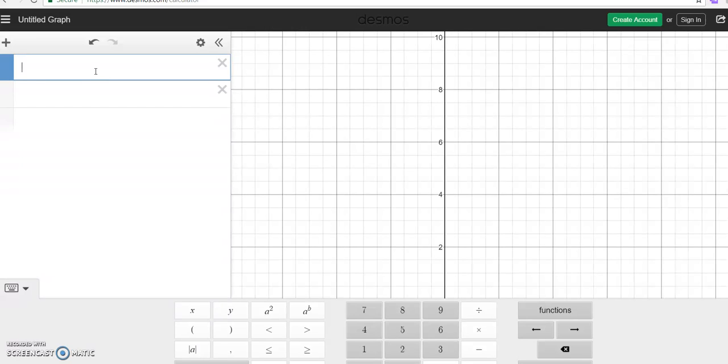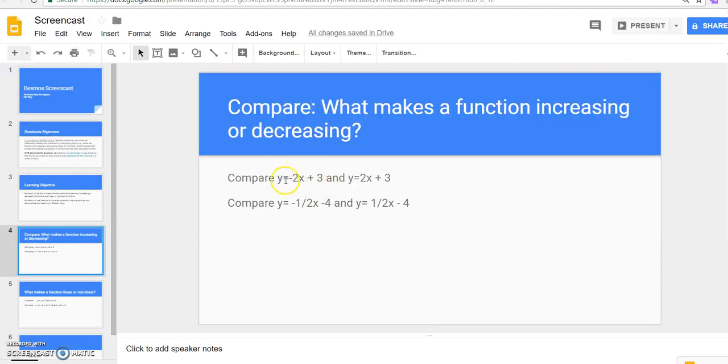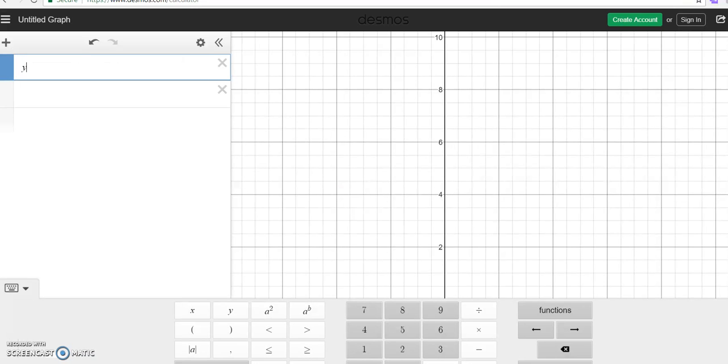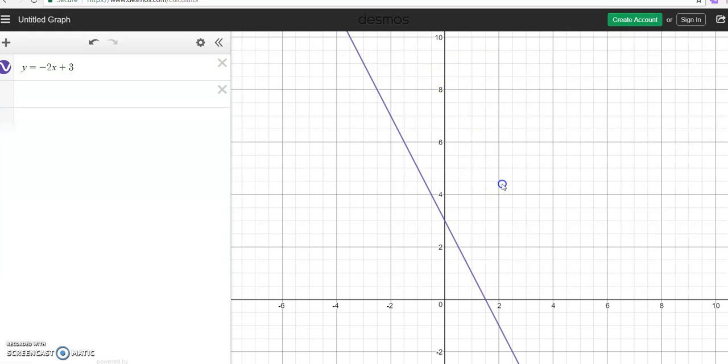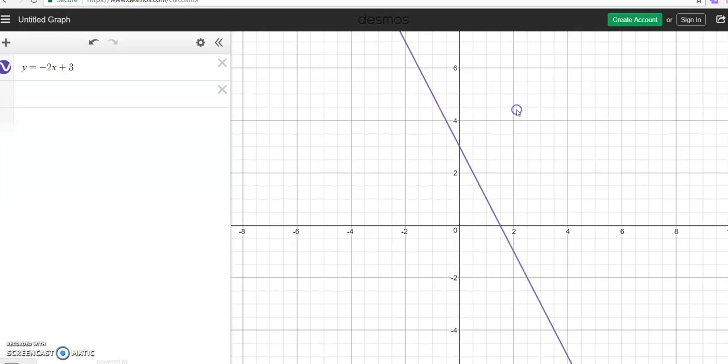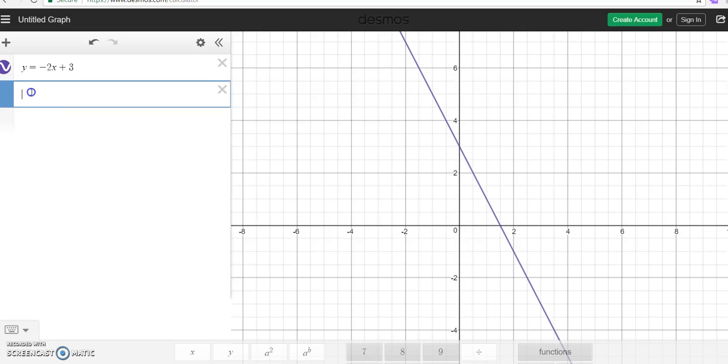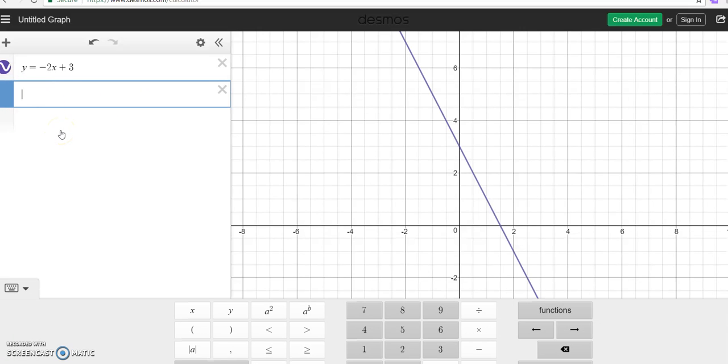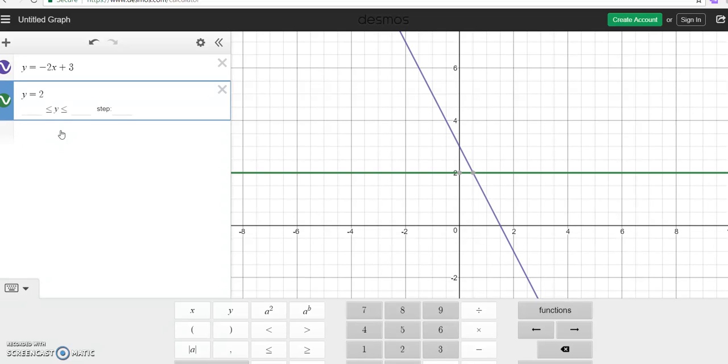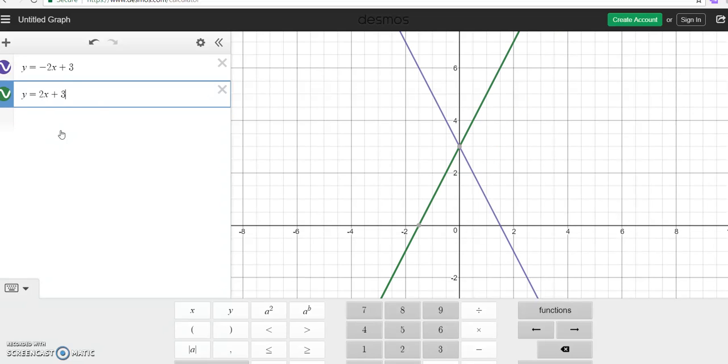And I'm going to type in that first expression that we wanted, the first equation. Y equals negative 2x plus 3. And we can see that it gets graphed on the right side. I'm just going to move it so that we can see it a little better. Lovely. And we can add a second equation to compare. And the only thing that I'm going to change is our slope. So notice that the blue line has a negative slope and the green line has a positive slope.